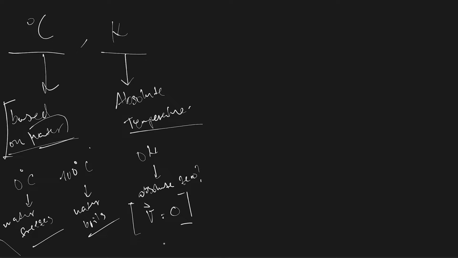So when velocity equals zero, that means the particles have no movement, no translation, and they also have no vibration at all. They're just fixed in place. There's no movement at all. That's what 0 Kelvin means, whereas 0 degrees Celsius means water freezes.